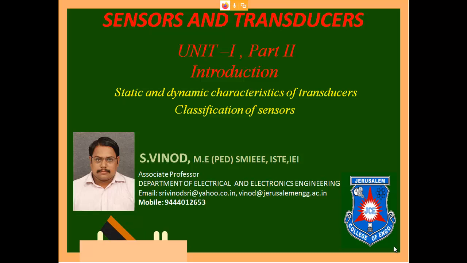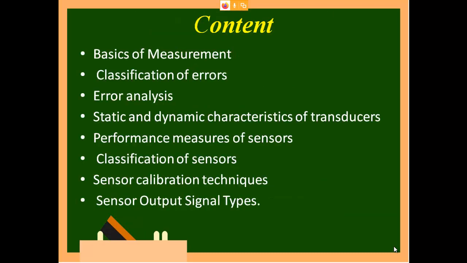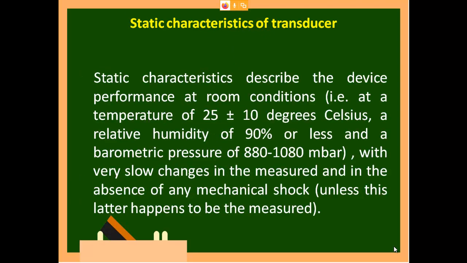So under the classification, in today's class we will discuss one type. In upcoming classes we will go with the rest. Okay, so starting with characteristics, static characteristics, there are two types of characteristics that you have to clearly understand: what is meant by static and what is meant by dynamic.